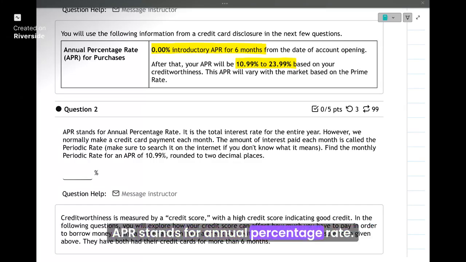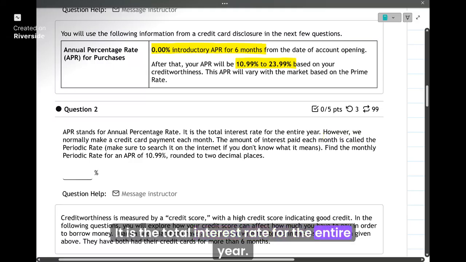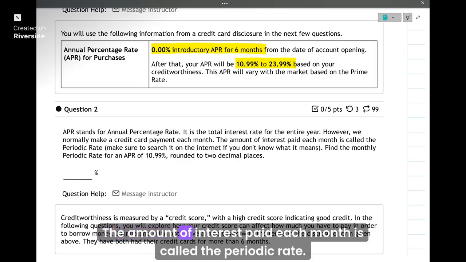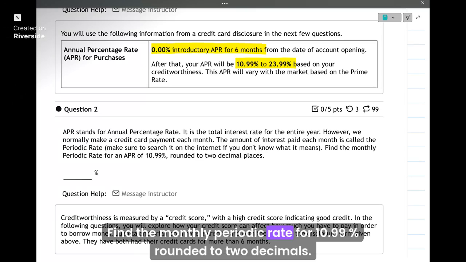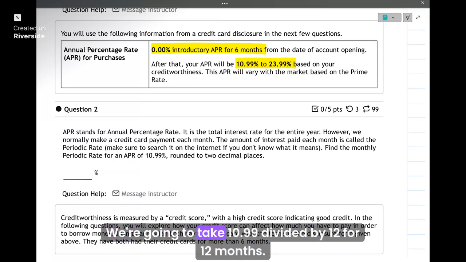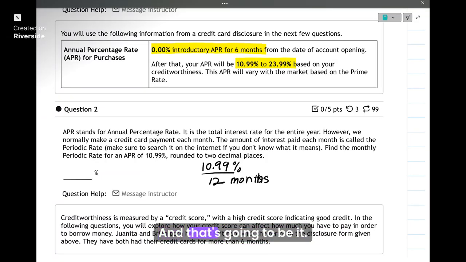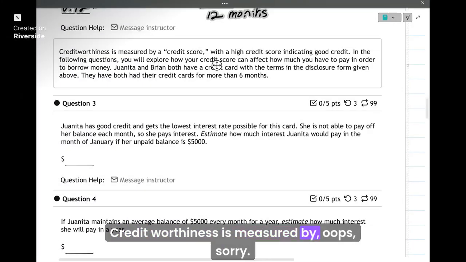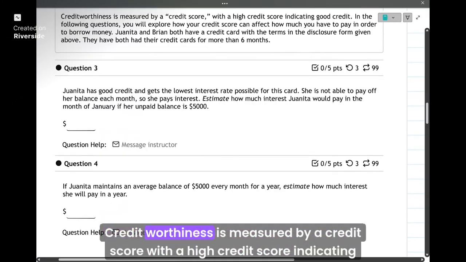APR stands for annual percentage rate. It is the total interest rate for the entire year. However, we normally make a credit card payment each month. The amount of interest paid each month is called the periodic rate. Find the monthly periodic rate for 10.99%, rounded to 2 decimals. We're going to take 10.99 divided by 12 for 12 months, and that's going to be, I had to grab my calculator, rounded to 2 decimals, 0.92%.